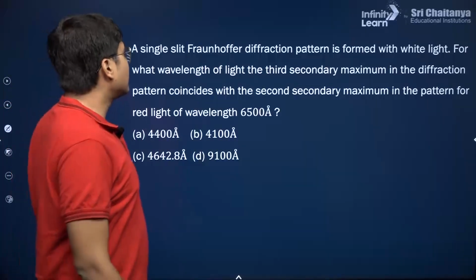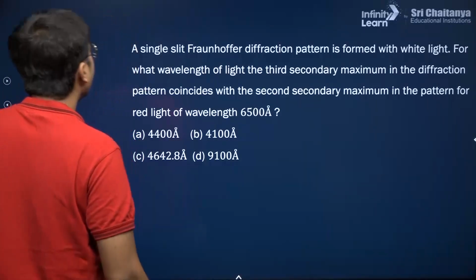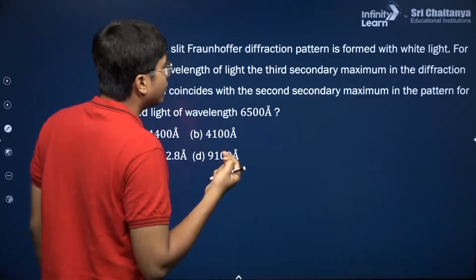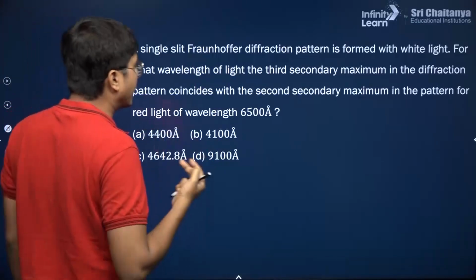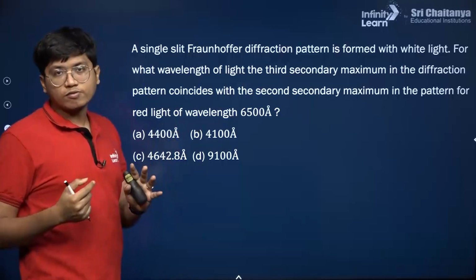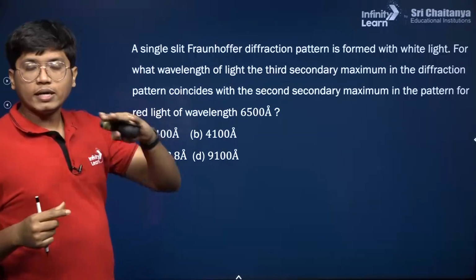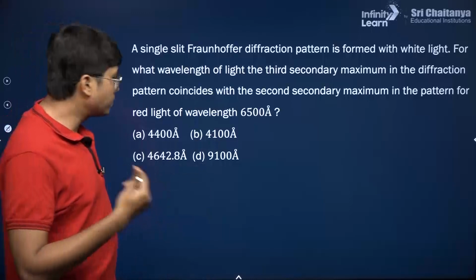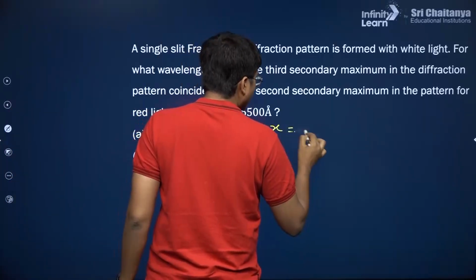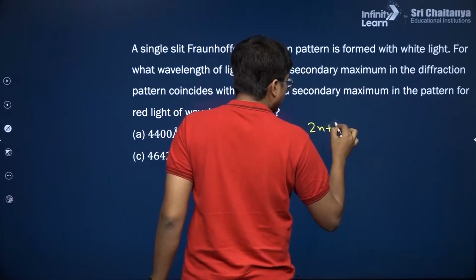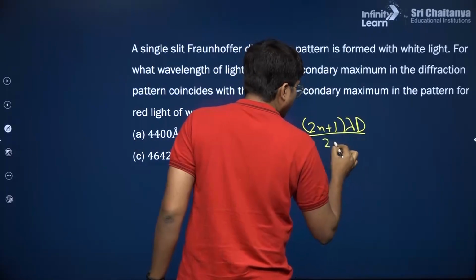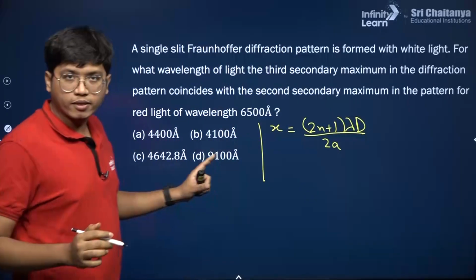Next one says a single slit diffraction pattern is formed with white light. For what wavelength of light the third secondary maximum in the diffraction pattern coincides with the second secondary maximum in the pattern for red light of wavelength 6500 Armstrong. So what do we know is the position of the secondary maximum? It's given by x is equal to (2n plus 1) into lambda capital D divided by 2 into small a, where a is the slit width.